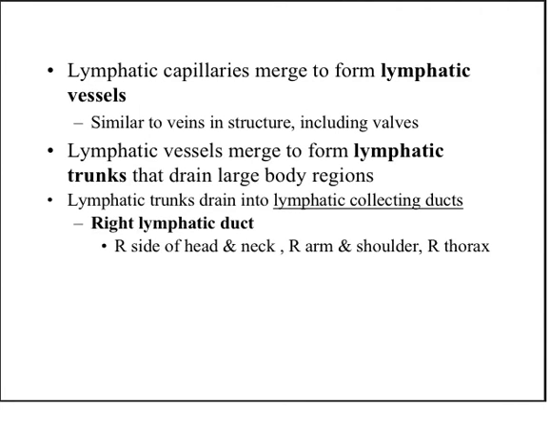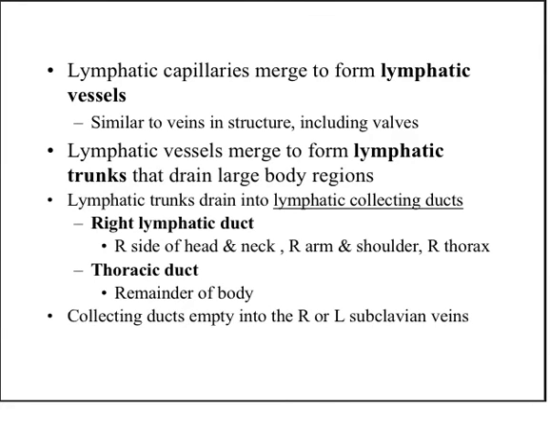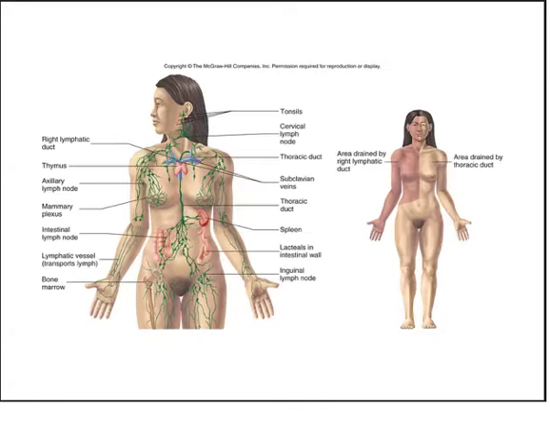The right lymphatic duct drains the right side of the head and neck, the right arm, shoulder, and thorax, while the thoracic duct drains the remainder of the body. The collecting ducts attach to the right and left subclavian veins, and this completes the circuit for the fluid. And so the fluid needs to be allowed constantly to flow into the lymphatic system and rejoin the circulatory system. If it doesn't, then the fluid will collect between the tissues and cause lymphedema.